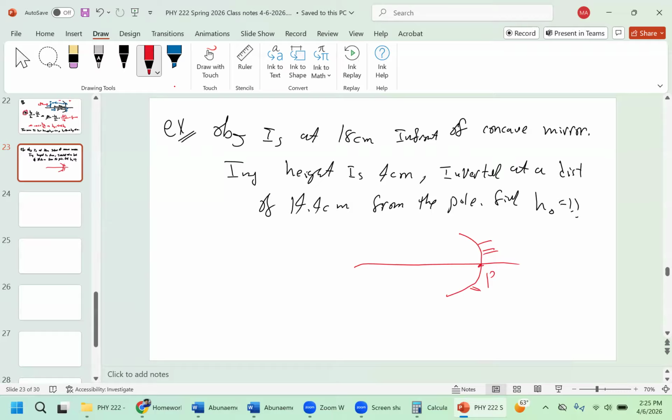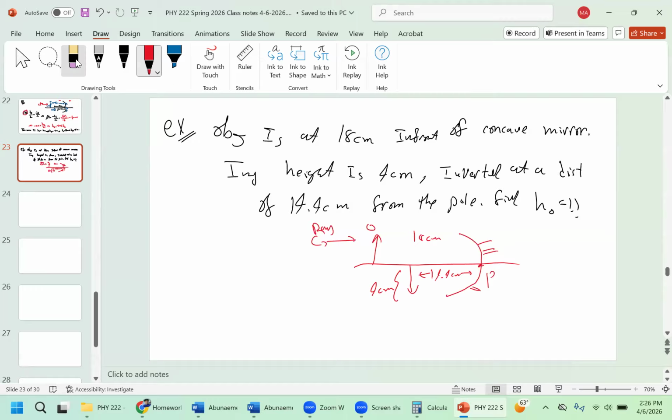You got an image height. So you got an object over here. This object has a ray. And you got an image height that's inverted. So it's inverted over here. That is going to be 14.4 centimeters this way. And this is going to be 4 centimeters. And it's 18 centimeters. We said 18, how much?